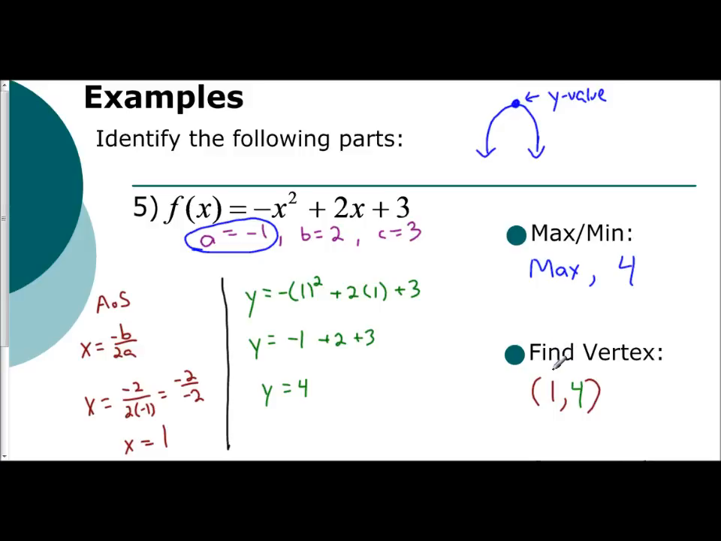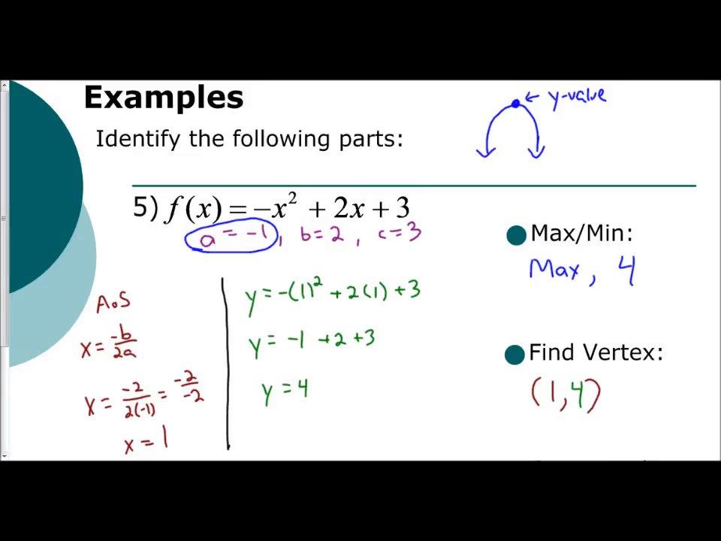Because the maximum value represents the y value of the vertex. And so you see how I used my a value to determine whether my graph is opening upwards or downwards, to determine if the vertex was a maximum or minimum point. I used my a and b values to find my axis of symmetry, and then used that to find the y value of the vertex, which represents the maximum value of f of x equals negative x squared plus 2x plus 3.